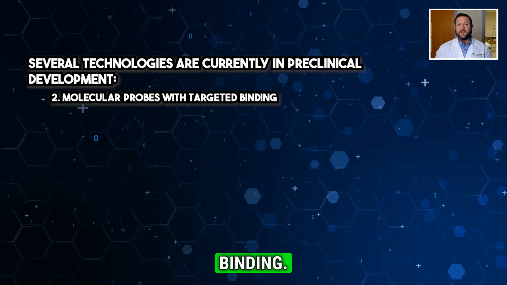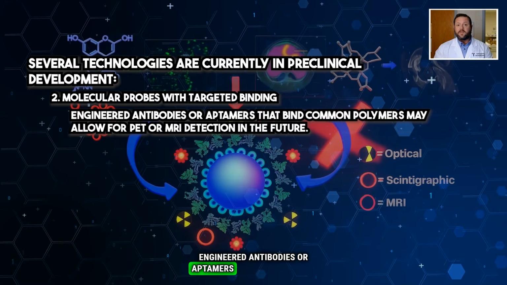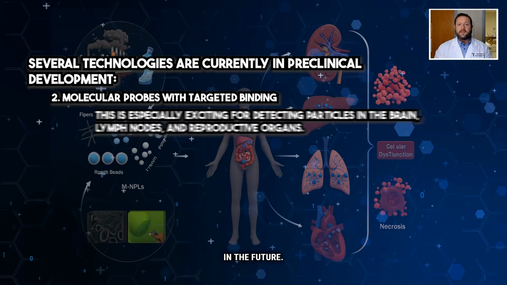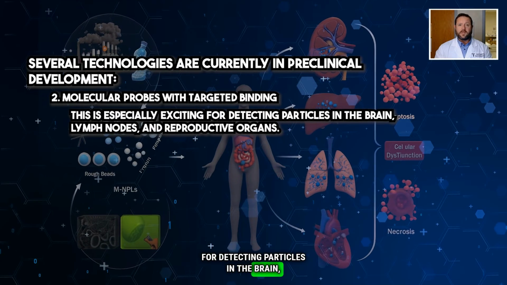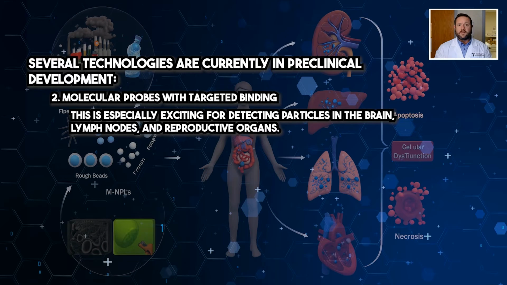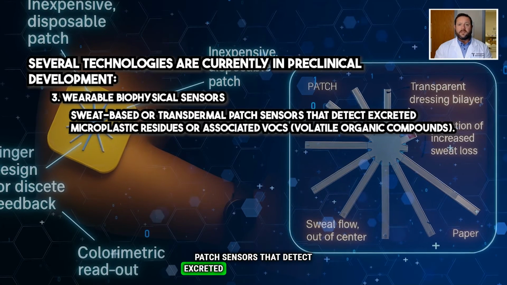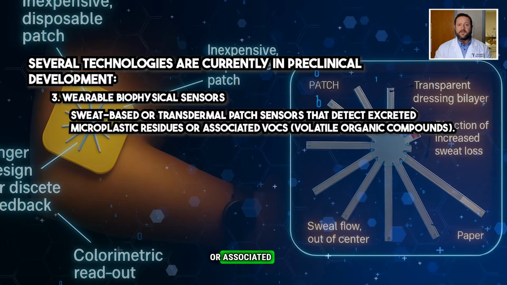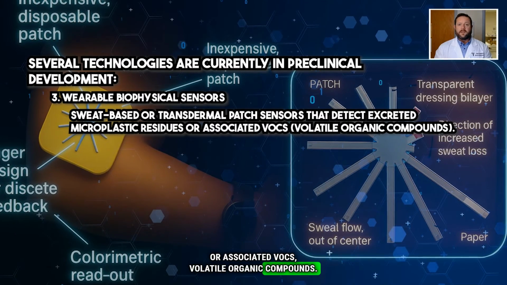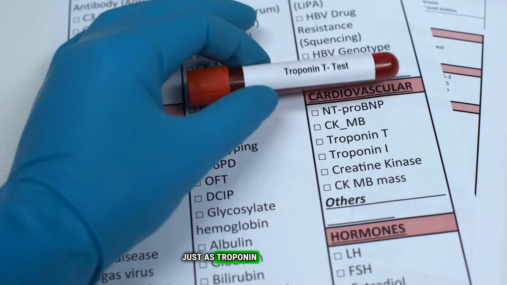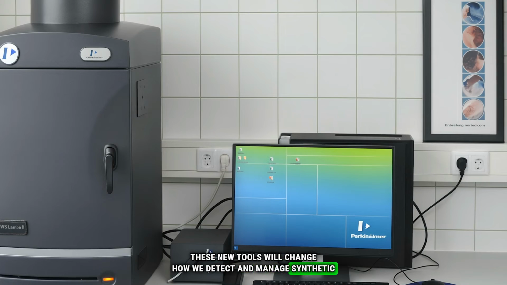Molecular probes with targeted binding: engineered antibodies or aptamers that bind common polymers may allow for PET or MRI detection in the future. This is especially exciting for detecting particles in the brain, lymph nodes, and reproductive organs. Wearable biophysical sensors: sweat-based or transdermal patch sensors that detect excreted microplastic residues or associated VOCs, volatile organic compounds. The takeaway here is this: we are standing at the edge of a diagnostic revolution in environmental medicine. Just as troponin revolutionized cardiac diagnostics, these new tools will change how we detect and manage synthetic toxicities in the next decade.